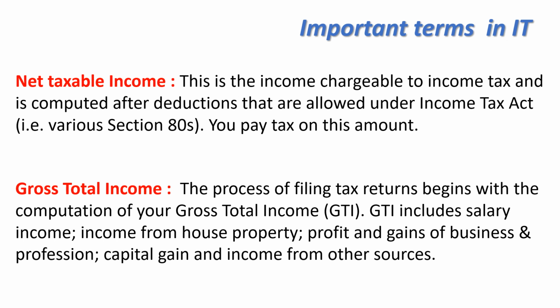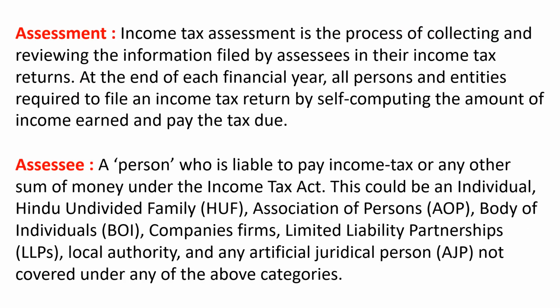Clear? These are the types of income which determine the tax rate. Income from house property, income from salary, profit and gain of business and profession, capital gain and income from other sources. These five are called the heads of income. In the next lecture we are going to discuss those also. Please understand these terms.